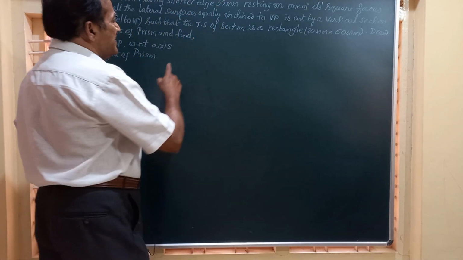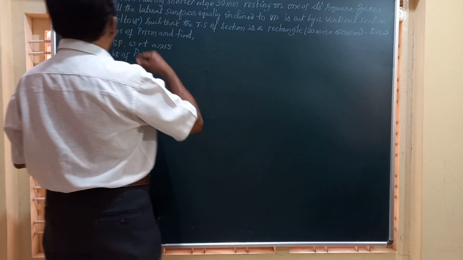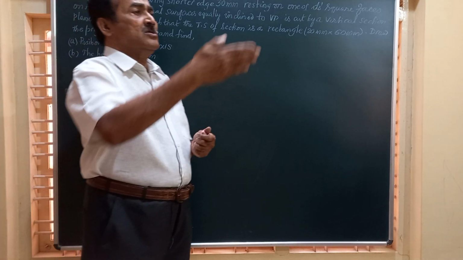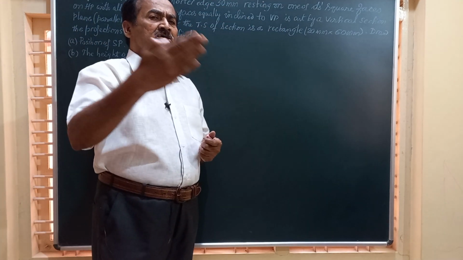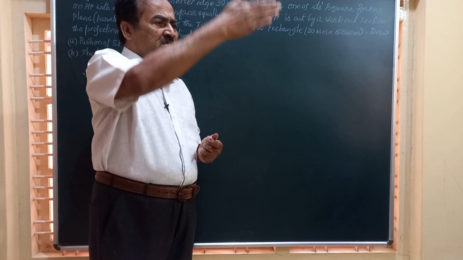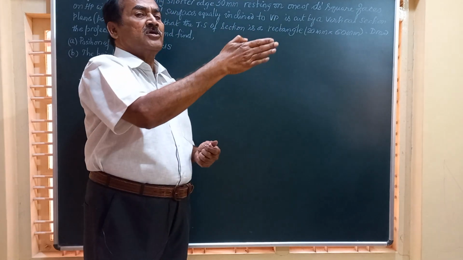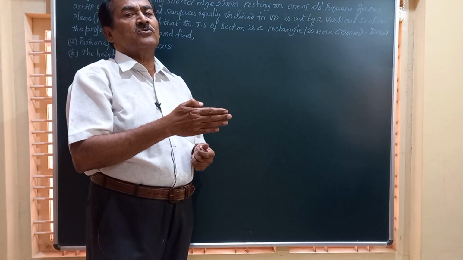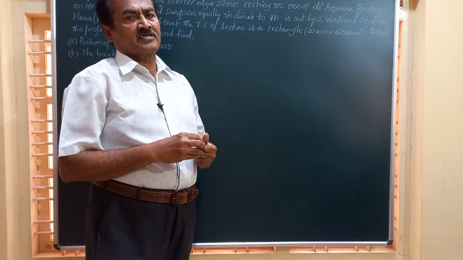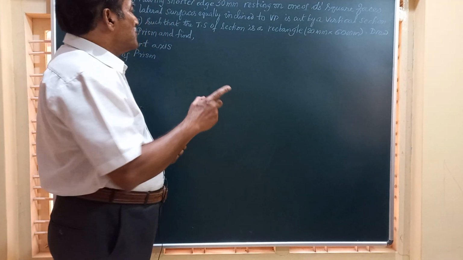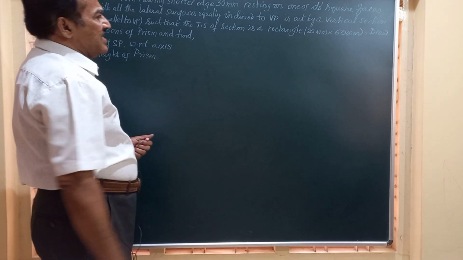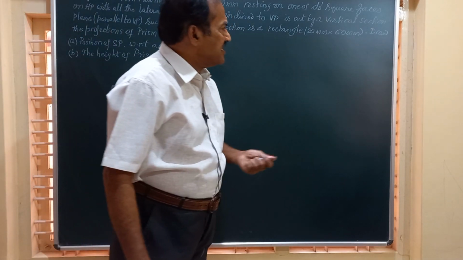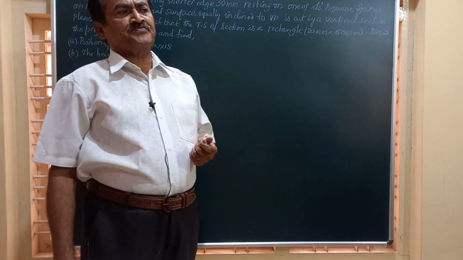And it says it is cut by a section plane, a vertical section plane. A vertical section plane is just like a very sharp vertical blade which is parallel to VP, or parallel to the board in this case. And it says the true shape becomes a rectangle of size 20 mm by 60 mm.